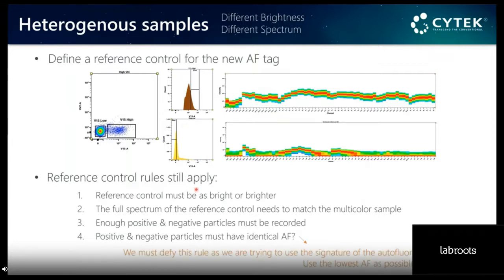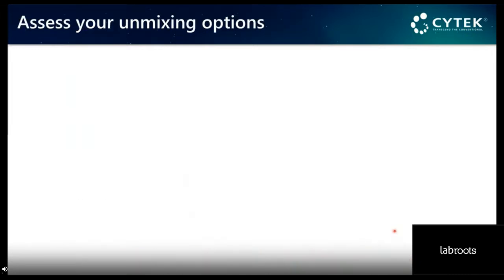It's not possible in this case. We are starting from the point that they are actually different. So we will define that rule and use that signature as your positives. And for the negatives, use the lowest autofluorescence as possible. Once you do that, you define the new one in your software. The software will do everything for you. All the calculation, all the correction, all the extraction.